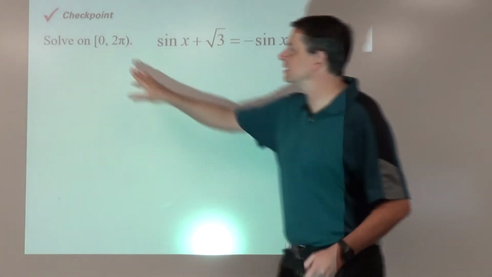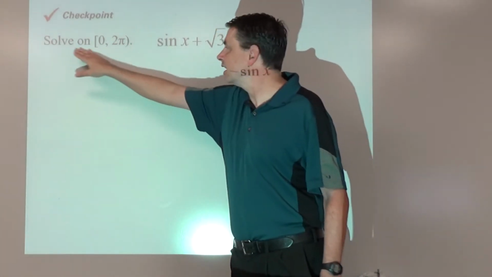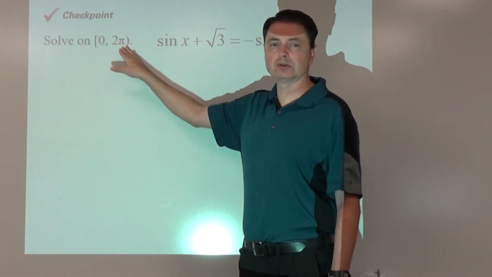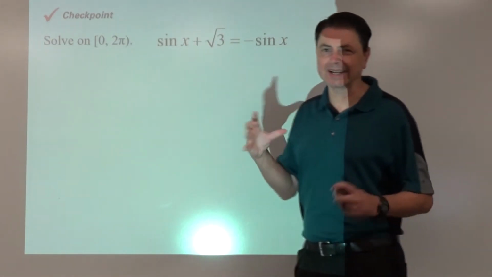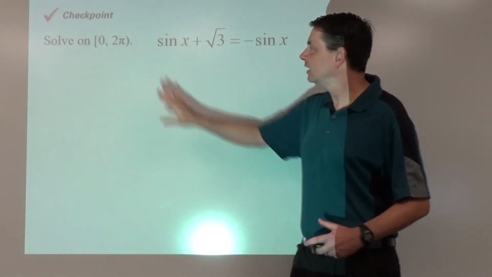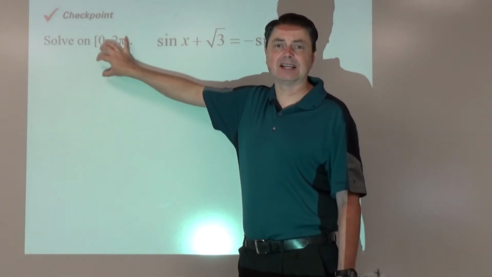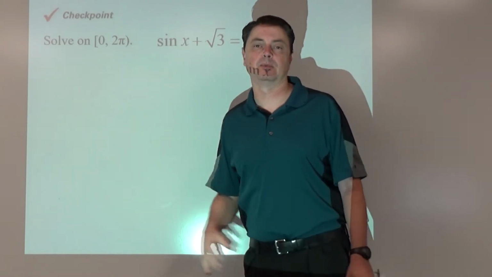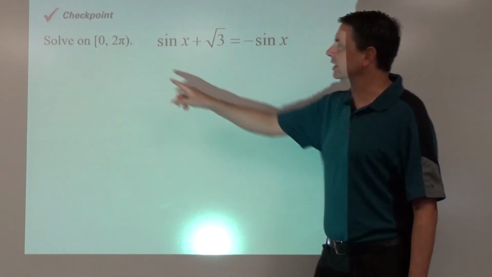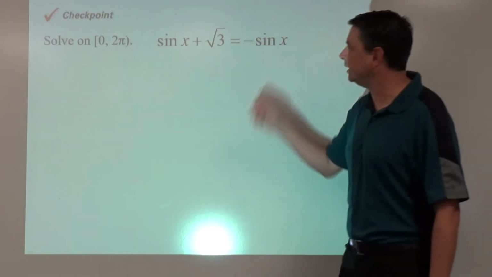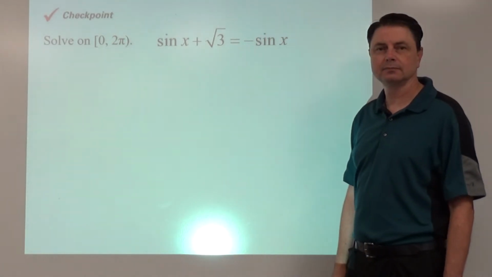Checkpoint. Notice the difference here in our directions. We only want to solve from 0 to 2 pi within one positive rotation. So we're not going to have n's in our answer. Then we would have typically a finite set of answers, and you could just list them all. So go ahead and solve on the interval from 0 to 2 pi. Pause the video here.